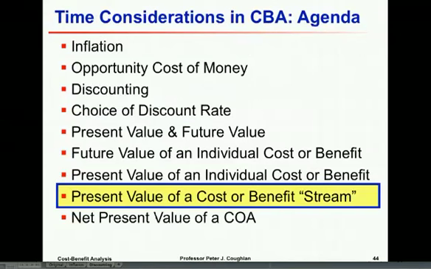Now, to this point, we've talked about how to discount a specific amount, like the $1 million 20 years from now, or a cost 5 years from now, or a benefit 5 years from now. We've talked about the future and present value of an individual cost or benefit. But what about a cost or benefit stream? It's not usually the case that you have just one cost and one benefit. As we saw in the alpha and beta helicopter example, you're going to have costs every year, maybe some benefits every year. How do you handle a stream of benefits or costs over time?